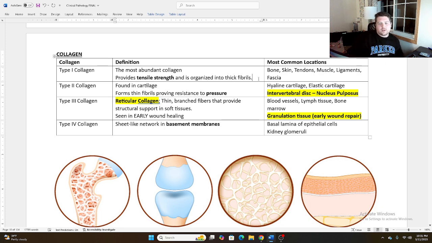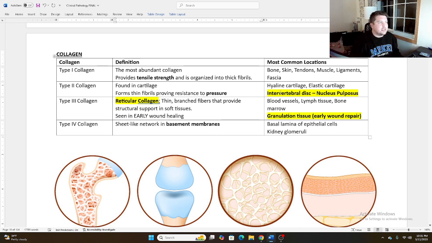If you are ever looking at a question that's asking you about identifying the specific type of collagen, your best guess is to guess type 1 collagen, because it is the most common, if you have no clue what the answer is. But type 2, 3, and 4 are found in very specific spots. So it's easier to remember where these are located, and then anything else we pick type 1.